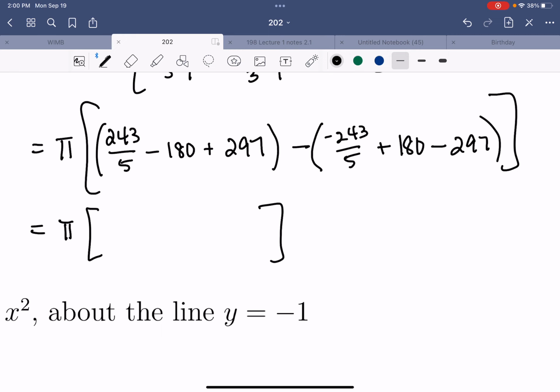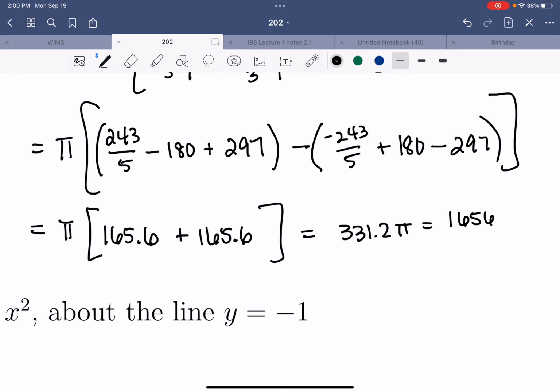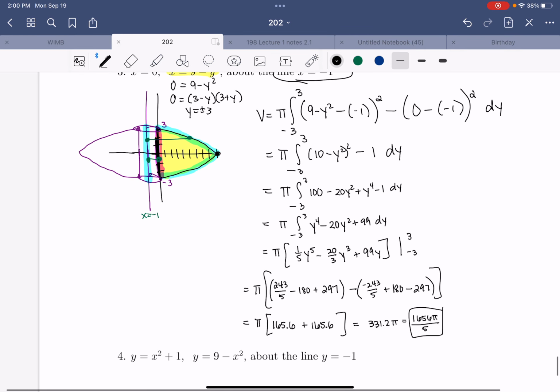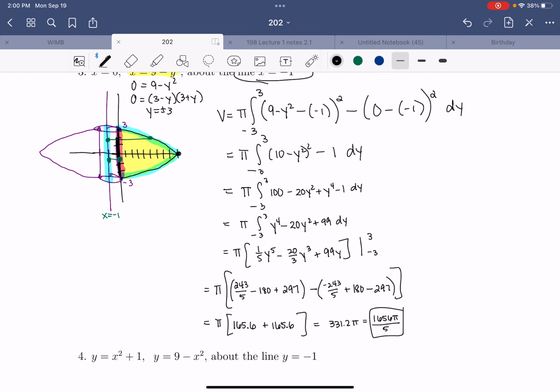All right, so let's go back, and that's 165.6. That's what we should get for both of these, and that should give me 331.2 pi. If you like it in fractions, it is 1,656 pi over 5. And so that is our answer for number 3 on the guided practice.